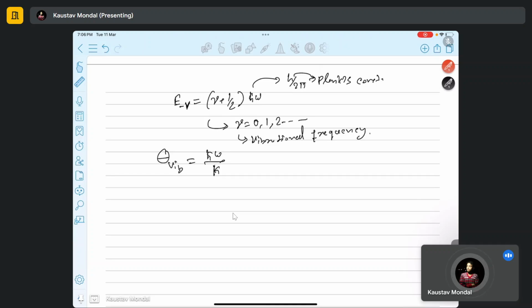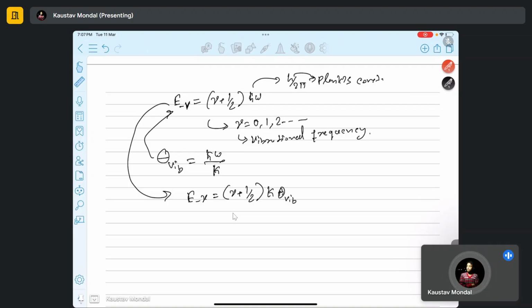Okay, so if we substitute this here, the rewritten expression is h cut omega times nu plus half. You can write it like k into theta v, right? So k into theta v. Okay, so we know the energy, right?